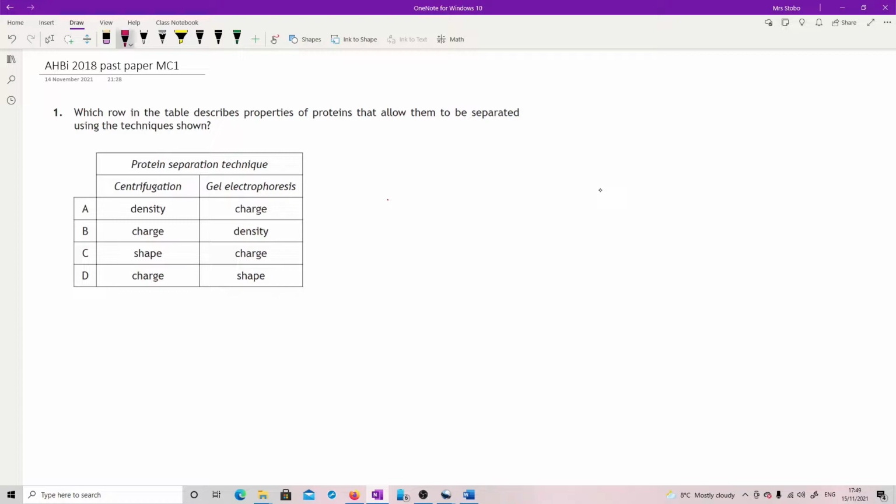So centrifugation is when you put them into a tube and then spin it around really fast, and the heaviest stuff gets pushed to the bottom and the lighter stuff stays at the top. This is to do with density.